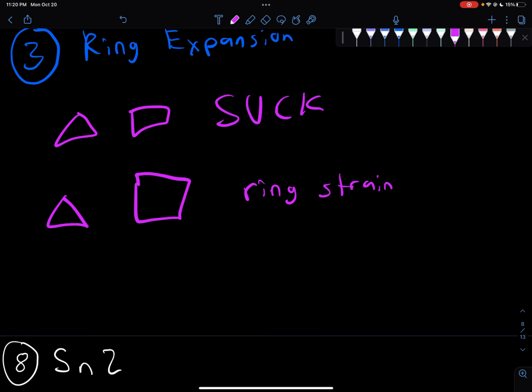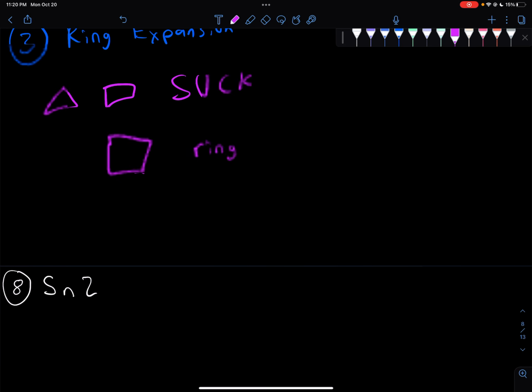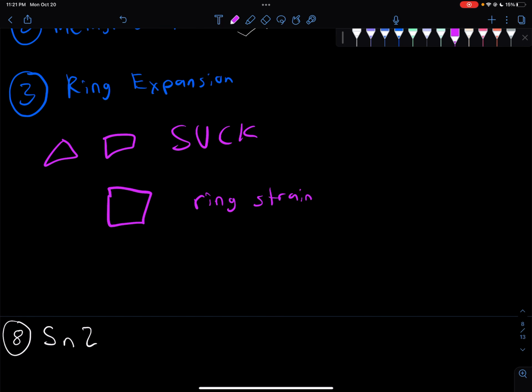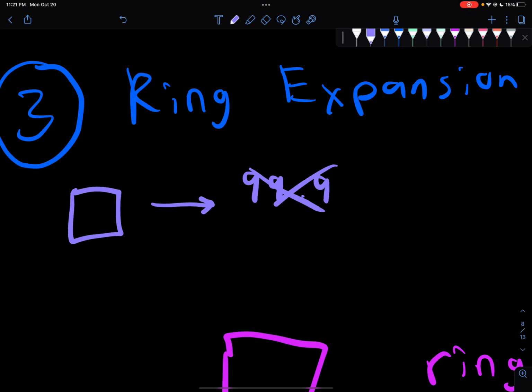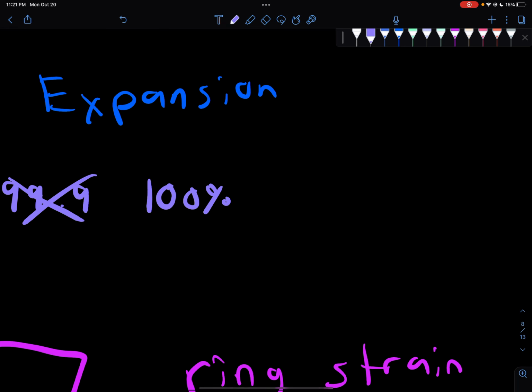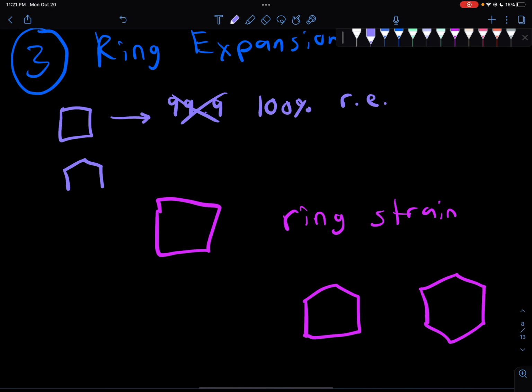They're very, very, like, oh my God, look at the angles. This is, I don't even know, 60 degrees. What is the bond supposed to be? Like 109.5? I don't know. That's bad. Squares are also bad. They have bad angles. Pentagons, on the other hand, are good. Pentagons, hexagons, those are good. But what I'm trying to say here is that if you have a square, 100% of the time, you're going to have the ring expansion. You can also do a ring expansion with your cyclopentanes, but you don't have to.